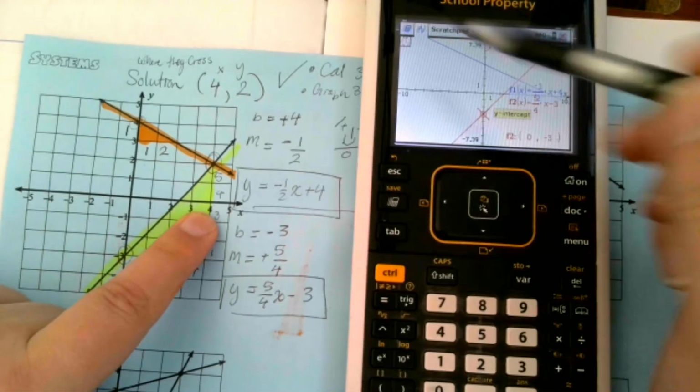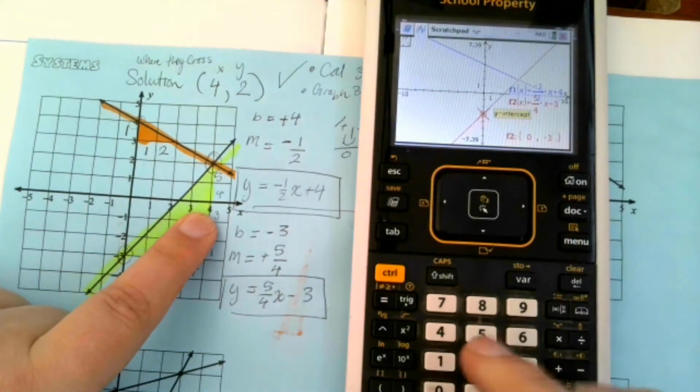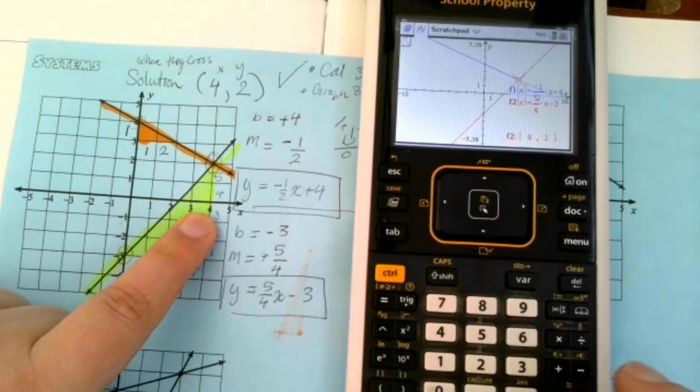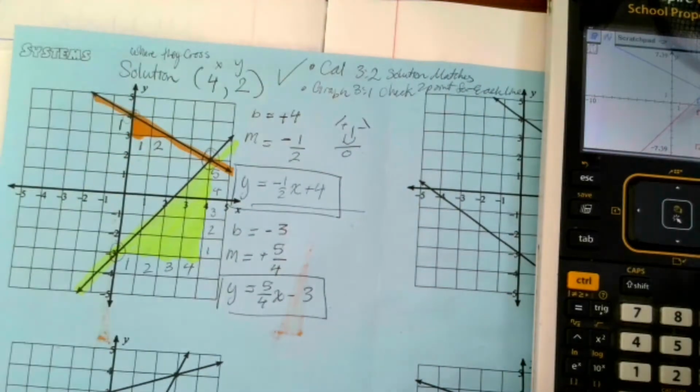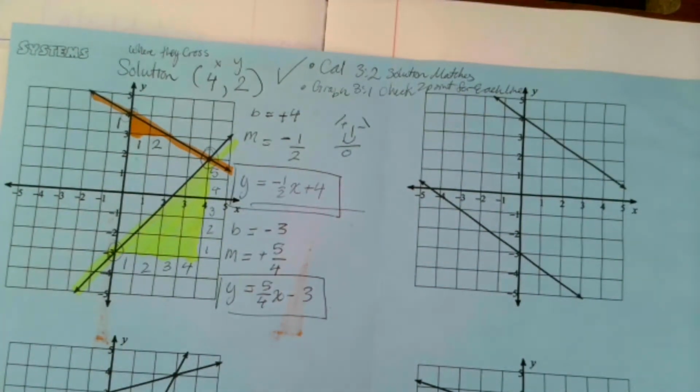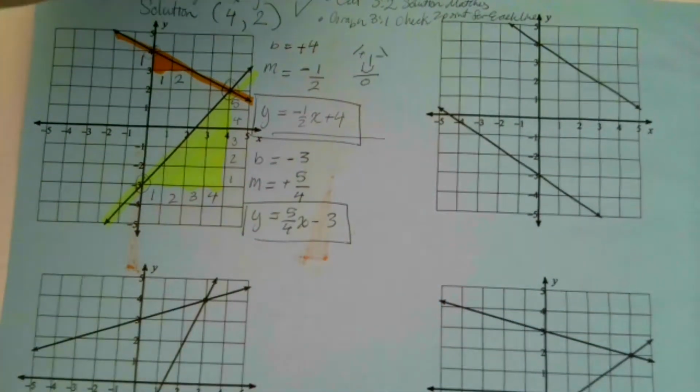And then I want to know what's at, if at 4 it's at 2, so the easy way to do it is just type in the number 4, press enter, boom. All 3 points are there, so we've checked. It's good to go.